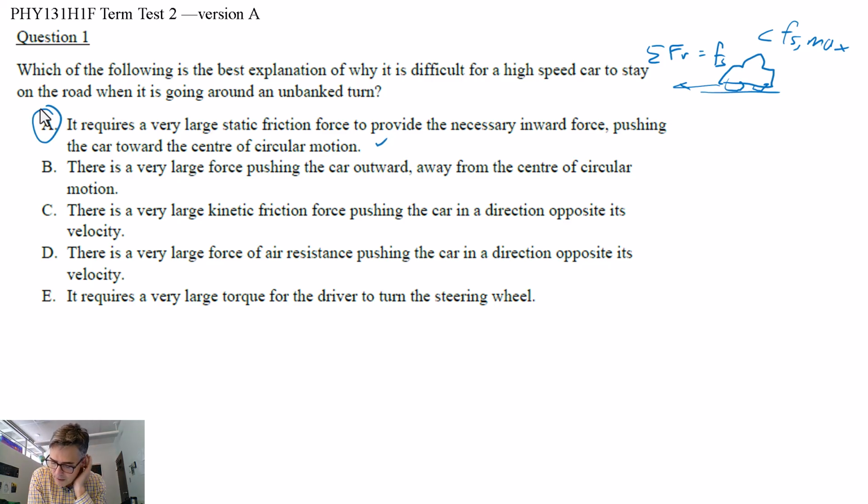Let's look at the other ones. B, there is a very large force pushing the car outward, away from the center of circular motion. That is incorrect. That's a fictitious force called centrifugal force. C, there is a very large kinetic friction force pushing the car in a direction opposite its velocity. That's not true unless it's skidding. D, there's a very large force of air resistance pushing the car in a direction opposite its velocity. That might be true, but it has nothing to do with why it's hard to turn a corner. Or E, it requires a very large torque for the driver to turn the steering wheel. Yeah, I don't think that's correct.